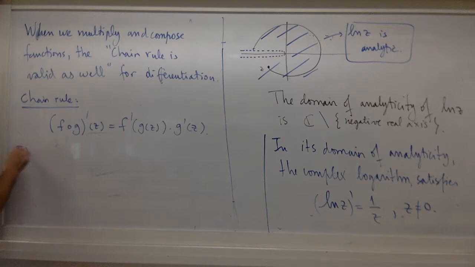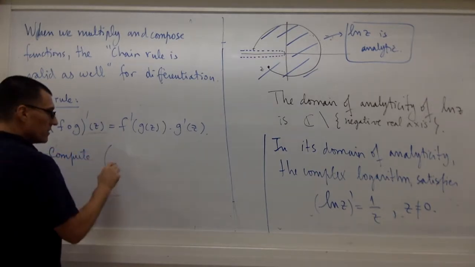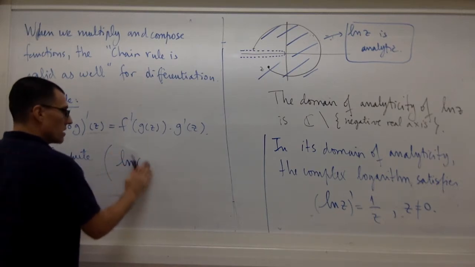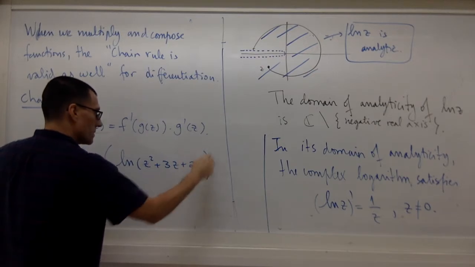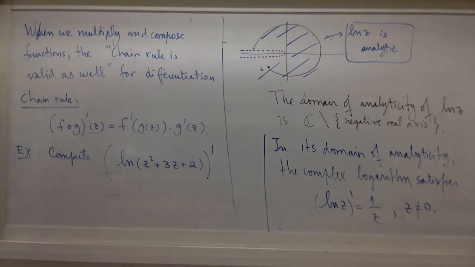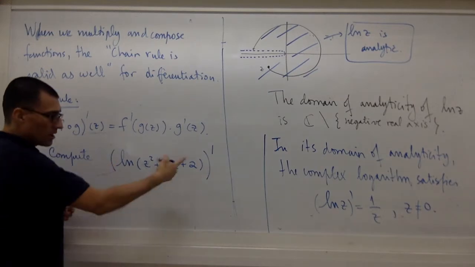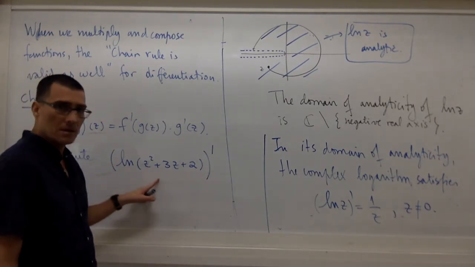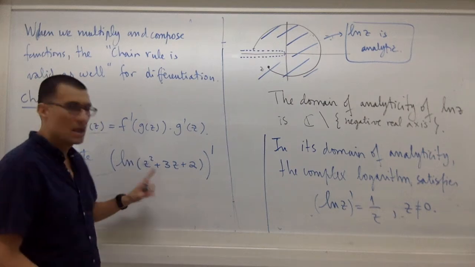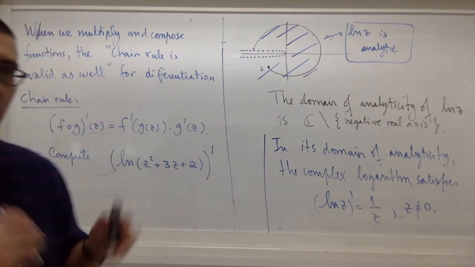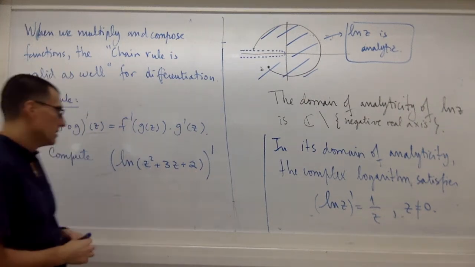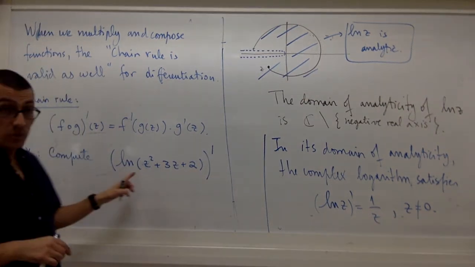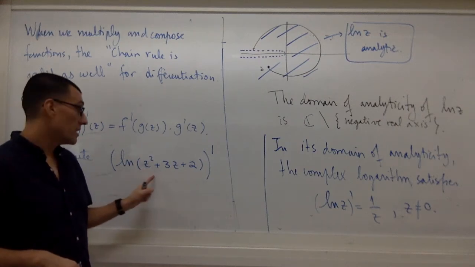So, example: compute the derivative of the logarithm of z squared plus 3z plus 2. This is the logarithm we studied today. This is a polynomial. We're going to get into polynomials in a few classes, but I mentioned that polynomials are entire, analytic everywhere. So this is a complex polynomial, and I told you the rule to differentiate complex polynomials.